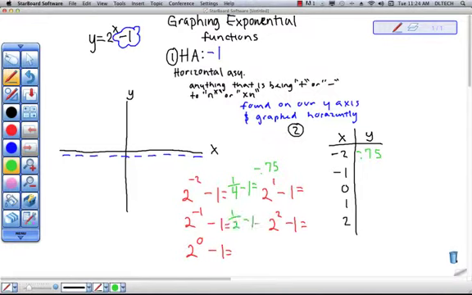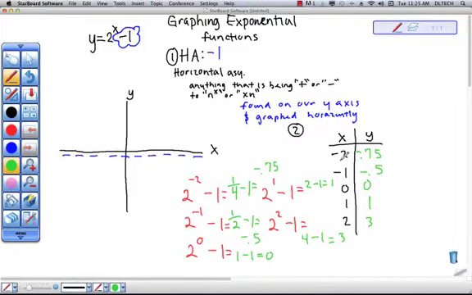2^-1 is 1/2, minus 1. That would be -0.5. Put that on our table. 2 to the power of 0 would be 1 minus 1, 0. 2 to the power of 1 would be 2 minus 1 is 1. 2 to the power of 2 would be 4 minus 1, which would be 3.